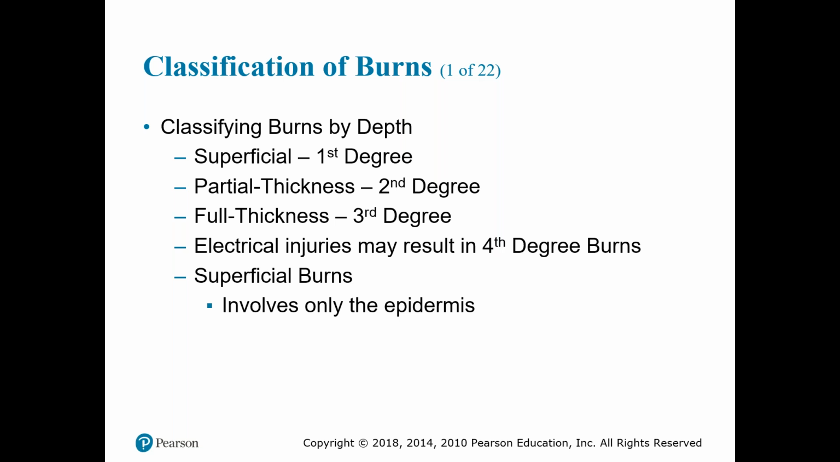Classification of our burns. We have first degree, second degree, third degree, and then fourth degree. First degree is also classified as superficial, where we are only introduced to the epidermis. Second degree burns are partial thickness, involving our epidermis and our dermis. Third degree burns involve all three layers of skin, also classified as full thickness. And fourth degree burns are classified as a result of injury to the musculoskeletal system.